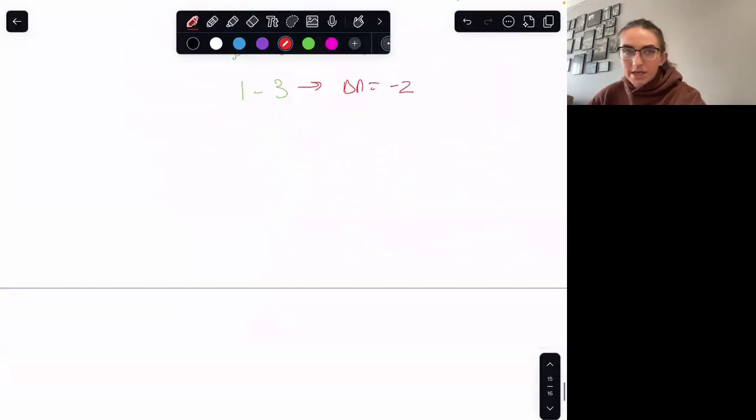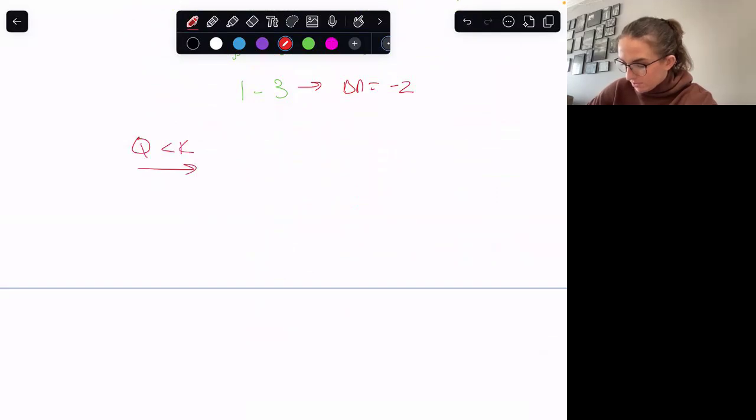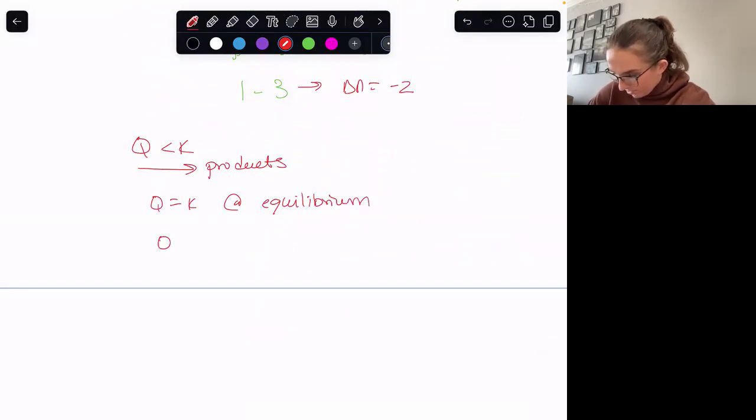And then I think the big thing is just, right, Q less than K, you're going towards products. Q equals K, you're at equilibrium. And then Q is greater than K, you go towards reactants.